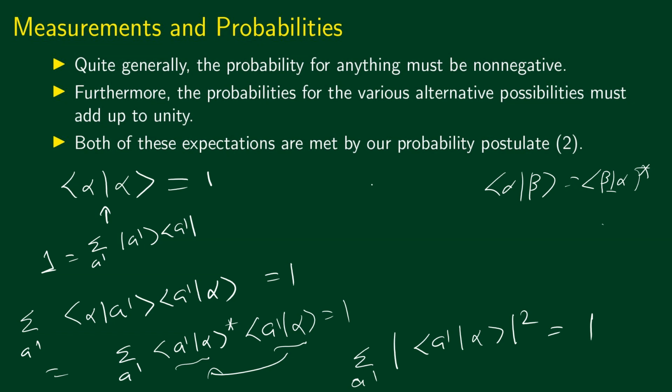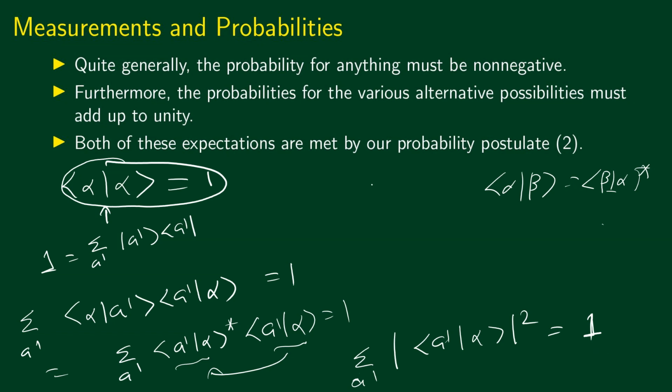Sum over all possibilities. These are A prime. Sum over A prime is the sum over all possibilities. So we see that the sum over all possibilities adds up to 1. So the condition for the normalization of the state is actually the condition that the probability for all possibilities, all alternatives, add up to 1. I repeat, the condition that the state is normalized is equivalent to the condition that the probability over all possibilities add up to 1.